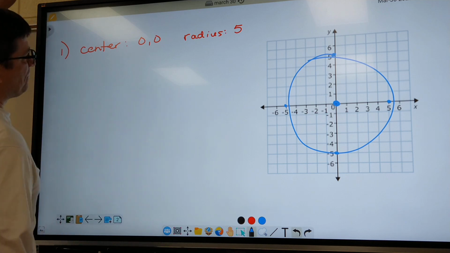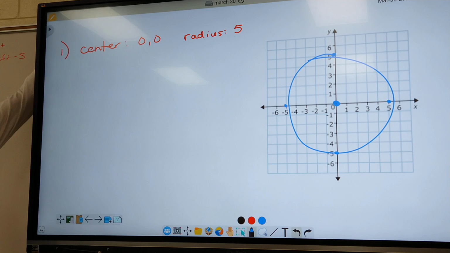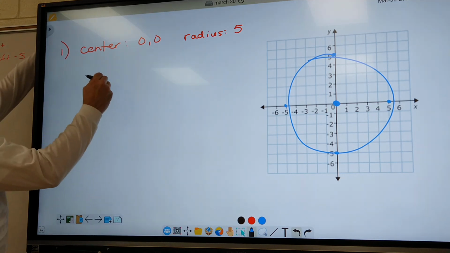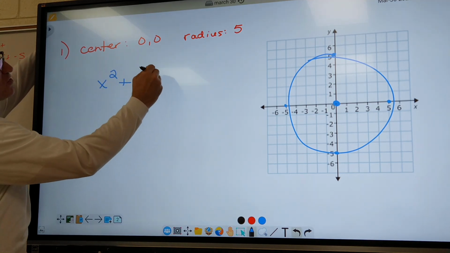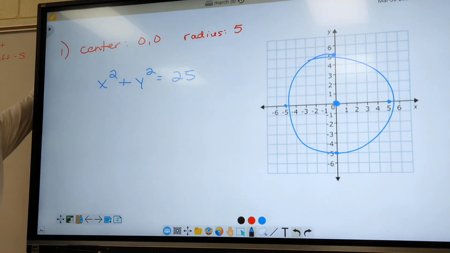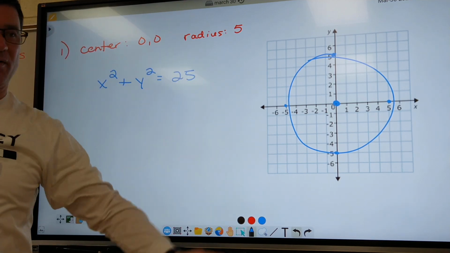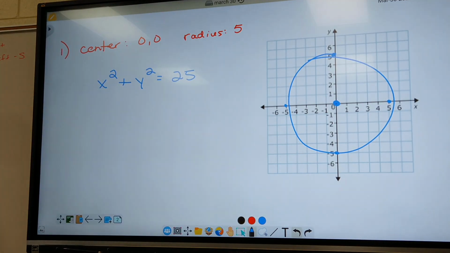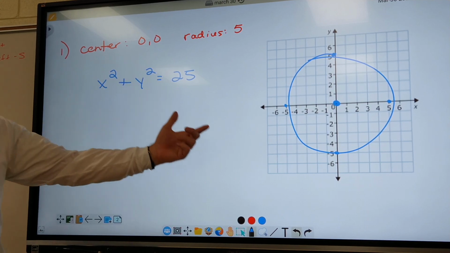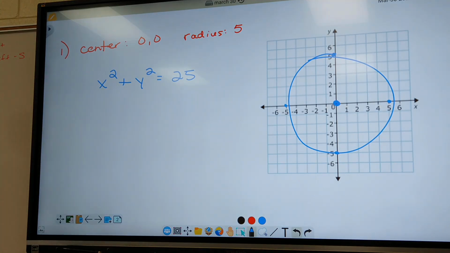All right, so if the center is 0, 0, it's going to make it really easy to write your equation. You're just going to write x squared plus y squared equals 25. How did we get 25? Yeah, 5 is the radius. We squared it. We got 25. All right, so that's number one. You got your equation for the circle, and we graphed our circle. Now, it's going to get a little harder, but not much. All right, let's go to number 2.